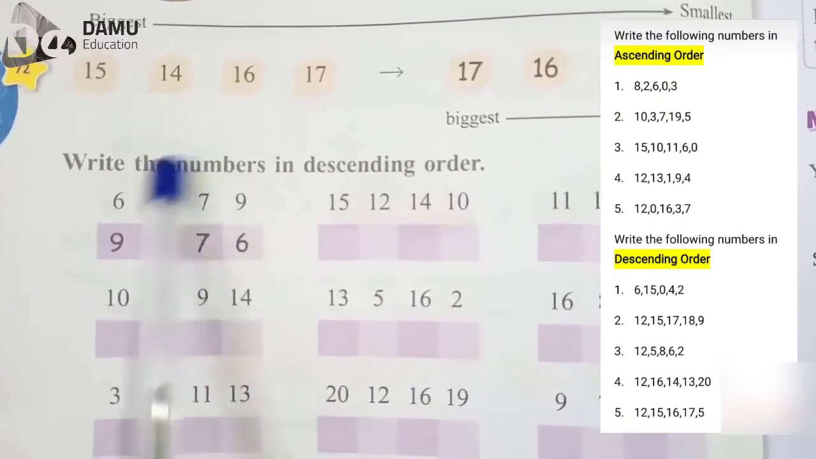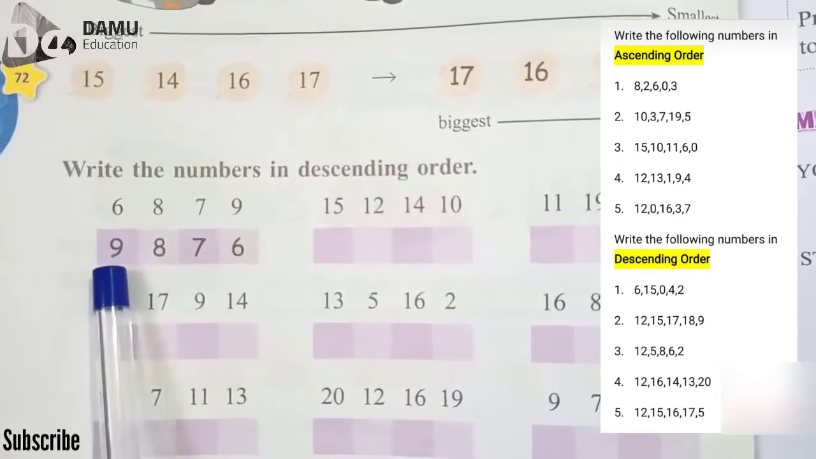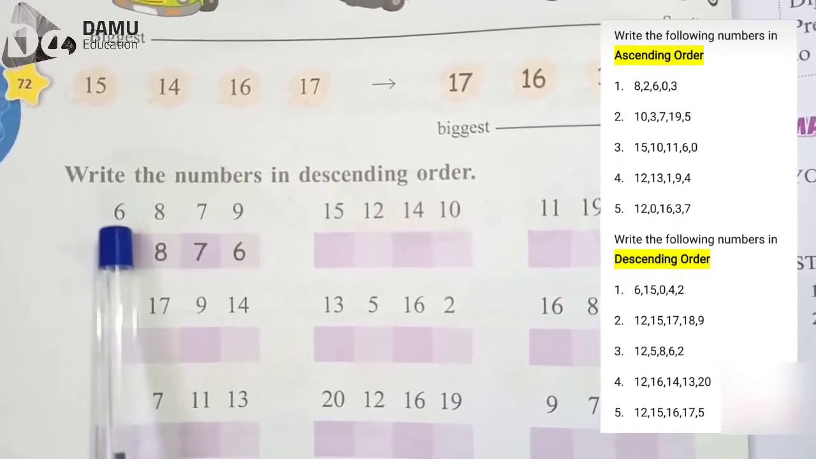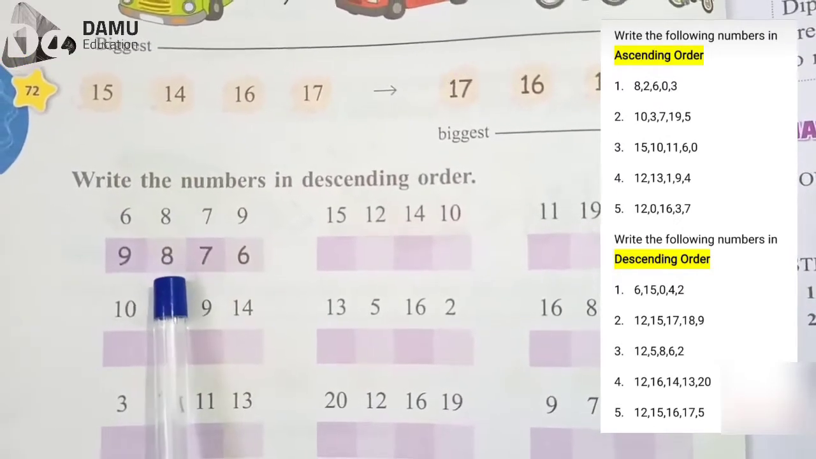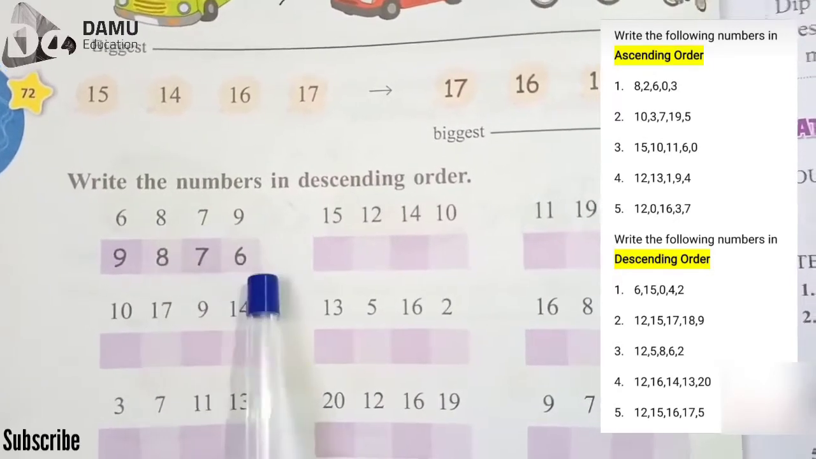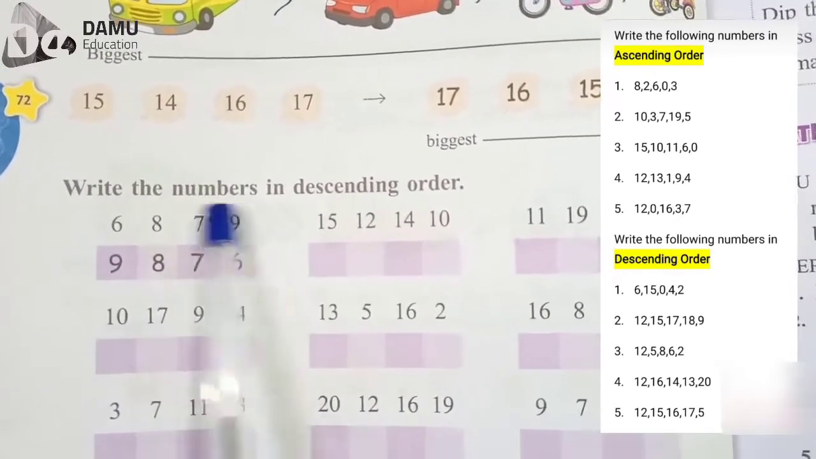Here you can see, write the numbers in descending order. From all of these, the biggest number is 9. For that they have written 9. Then among 6, 8, 7, 8 is bigger, then 7 is bigger and 6. So this is the way they have written.